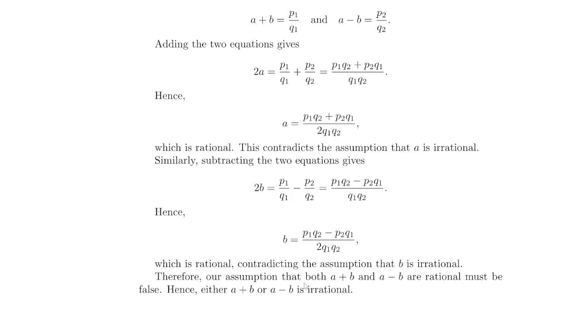So therefore, our assumption that both a plus b and a minus b are rational must be false. Hence, either a plus b or a minus b is irrational. And so that completes the proof.